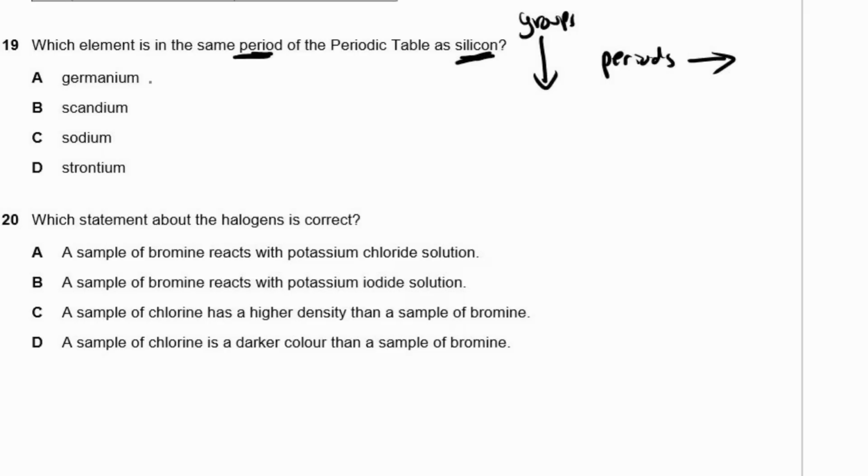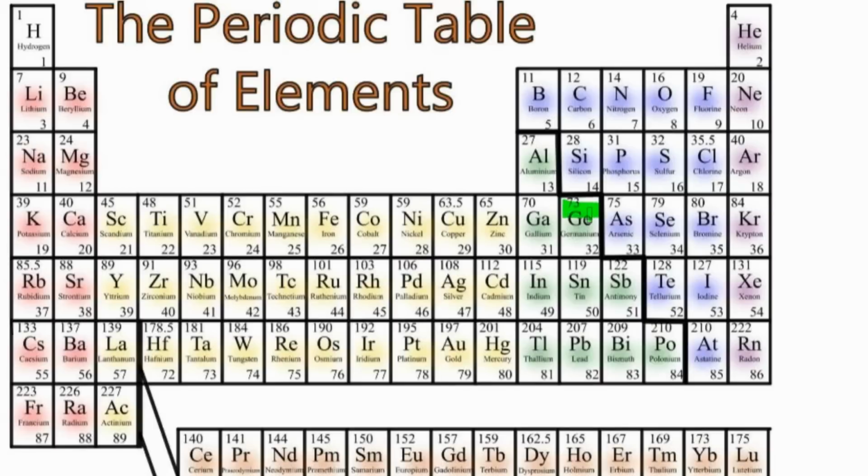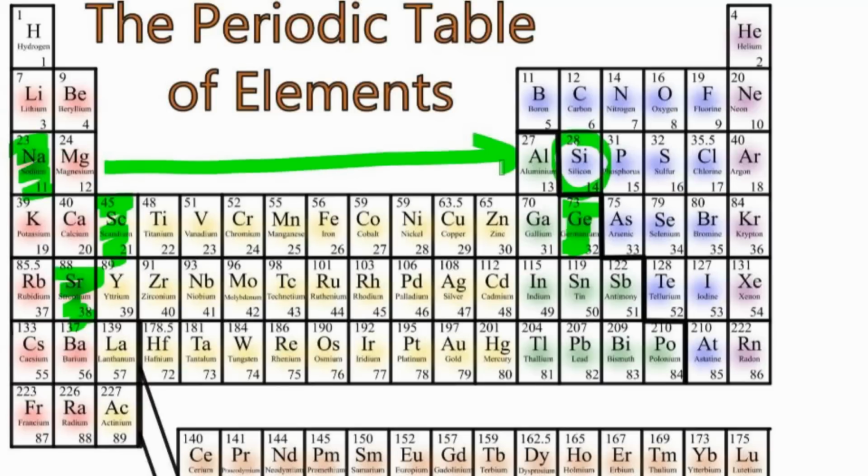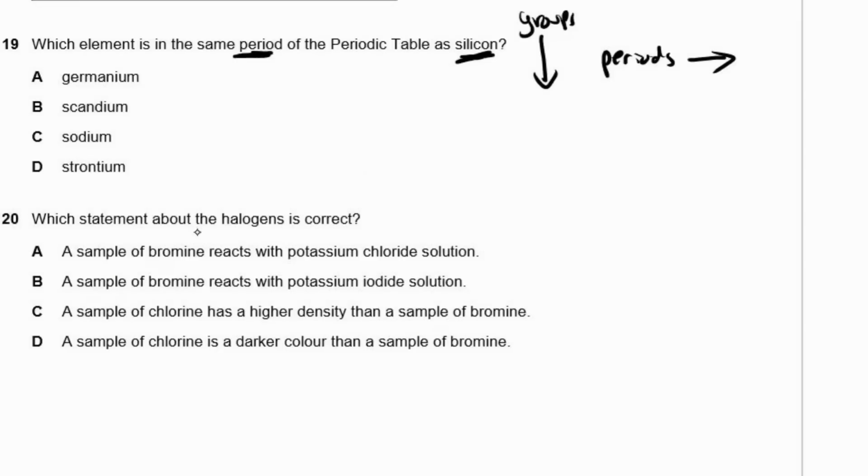So let's look at them. We have germanium, scandium, sodium, or strontium. As I said, we have germanium, we have scandium, we have sodium, and we have strontium. And we are looking for the one that's in the same period as silicon. That's the one that goes along this way. So the answer is sodium. There we go. So the answer is C, sodium.